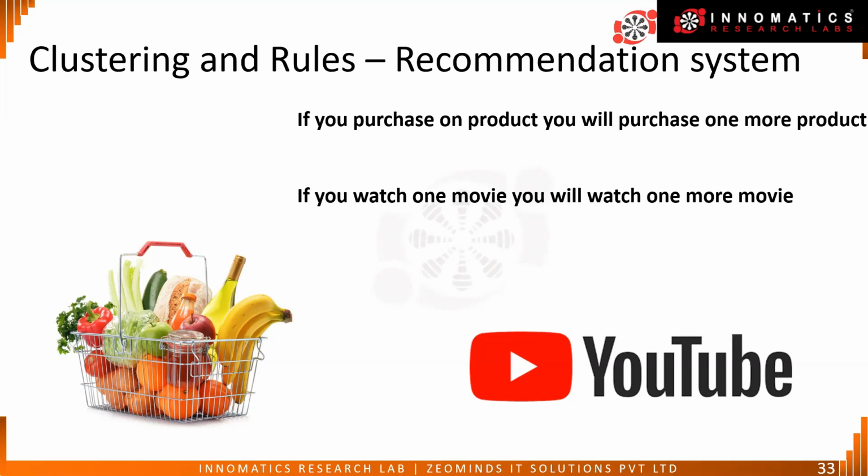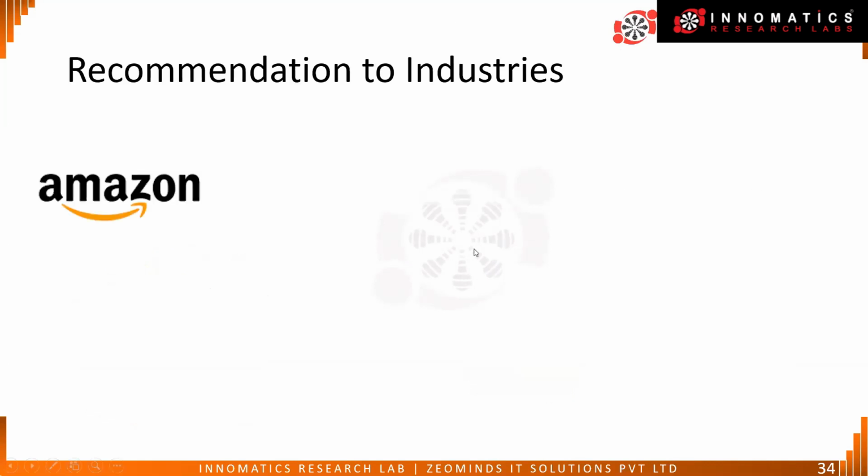So sometimes whenever you watch YouTube, you see new clips that were not watched by you. They were clips watched by someone else who has the most similarity with you. So that is what the clustering and rules is about. And it also applies to Amazon and all these things.